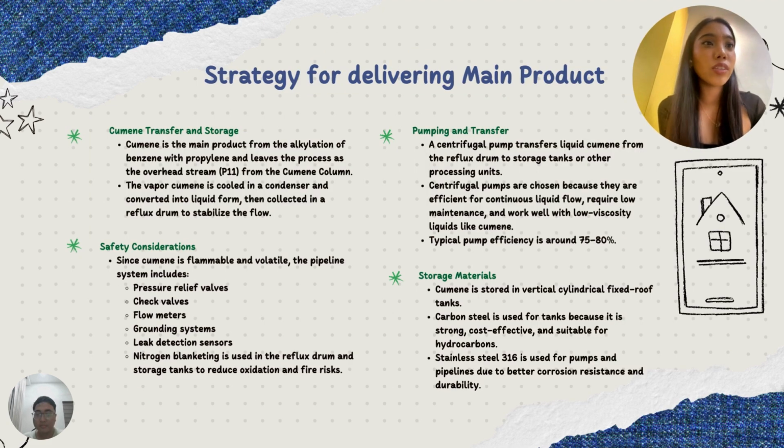Next, this is our strategy for delivering the main product. It will explain how the main product cumin is transferred and also stored. Cumin is produced from the alkylation of benzene with propylene and leaves the process as the overhead stream from the cumin column. The vapor is first cooled in a condenser, turning it into liquid and then collected in a reflux drum. From there, a centrifugal pump transfers the liquid cumin to the storage tank.